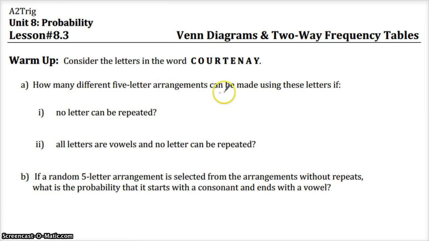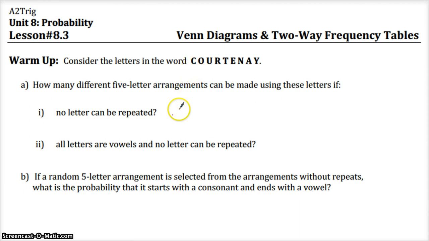How many 5-letter arrangements can be made using these letters if no letter can be repeated? No, they're not asking probability here. They're just asking you to count. How many different ways can you choose 5 of these and make a 5-lettered scrambled-up word? Well, not really a scrambled-up word, but a kind of listing of 5 letters, a code kind of thing, if no letter can be repeated.